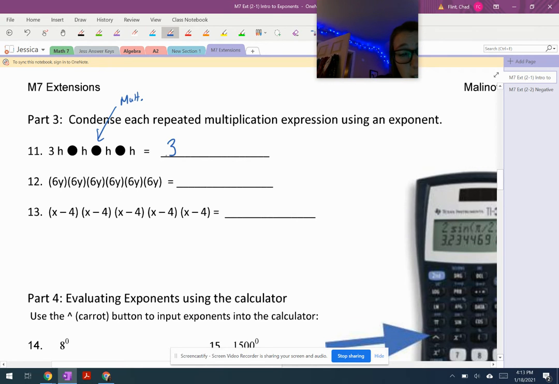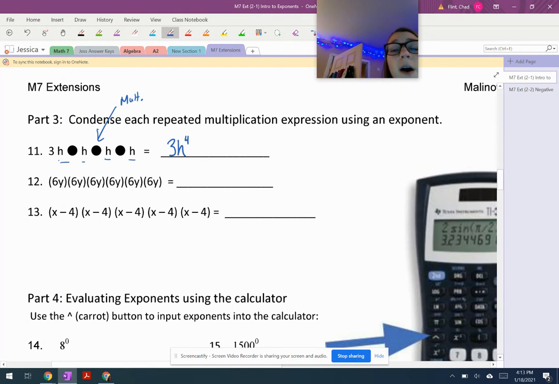So 3, notice how the 3 is only happening once. So the 3 has an exponent of 1, meaning that it's not going to be inside of parentheses. And then I have h times h times h times h. That's 4 times, so h to the 4th power.